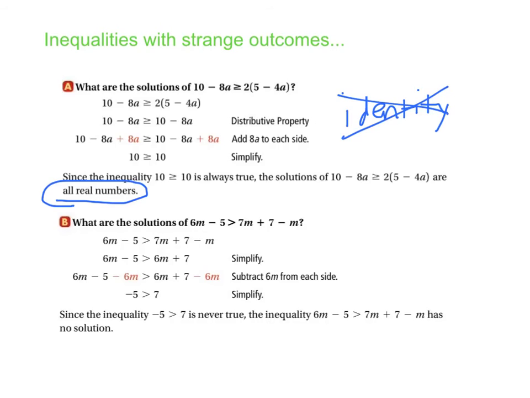I bet you can already guess what's happening with the next one, and of course it's sitting there right on your screen, so it's not like you can't read it. 6m minus 5 is greater than 7m plus 7 minus m. We simplify by combining like terms right here. 7m minus m, 6m. We have 6m minus 5 is greater than 6m plus 7, and you probably already recognize that that is something kind of funky. So let's finish off by subtracting 6m from each side, and we get this strange result here. Negative 5 is greater than negative 7. Well, that's not true. Negative 5 is indeed not greater than negative 7. Therefore, this inequality is one that has no solution at all.